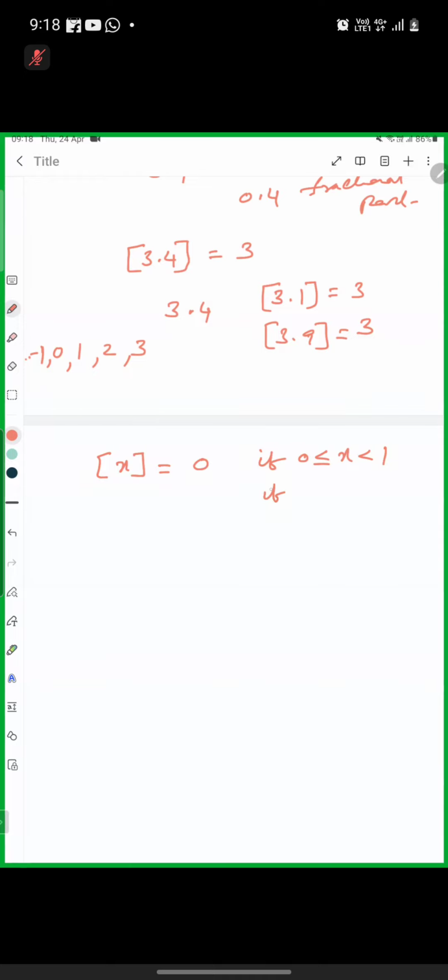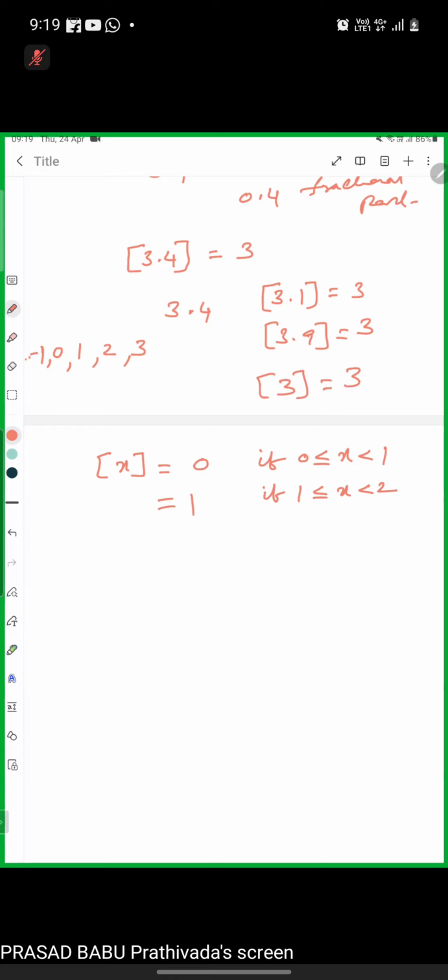And if x lies between 1 and 2, what is the integral part of x? Tell me. 1 only. 1.1, 1.2, 1.3, 1.9999. 1. Observe here, I wrote a closed bracket this side and an open bracket this side. What is the integral part of 3? 3 only. Here the fractional part is 0.